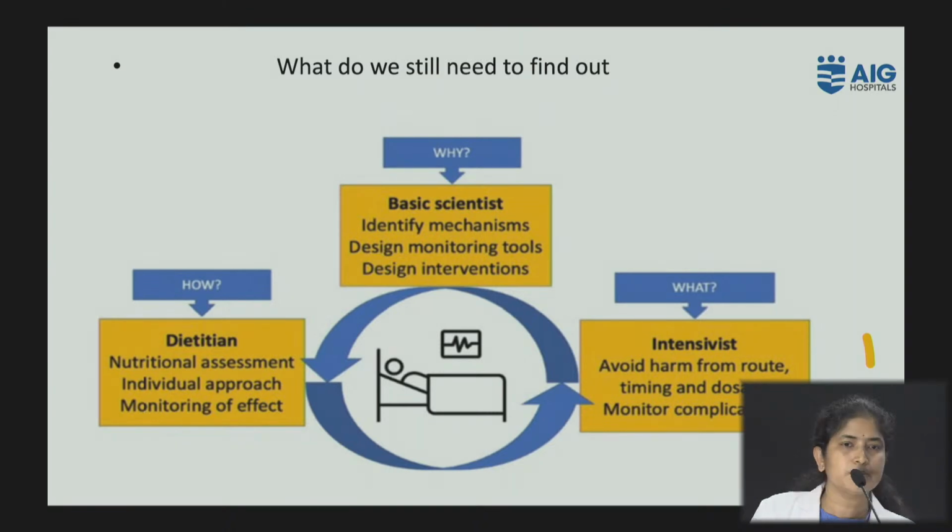And when it comes to the intensivist, the intensivist implements and decides the route, timing and dosage, following the ESPEN guidelines as we do at the surgical ICU. The intensivist also monitors the complications of overfeeding or underfeeding or metabolic derangements and tries to optimize the patient outcome. The area that still needs to be researched more from the intensivist perspective is trying to find out the exact timing and the dosage that we need to follow.